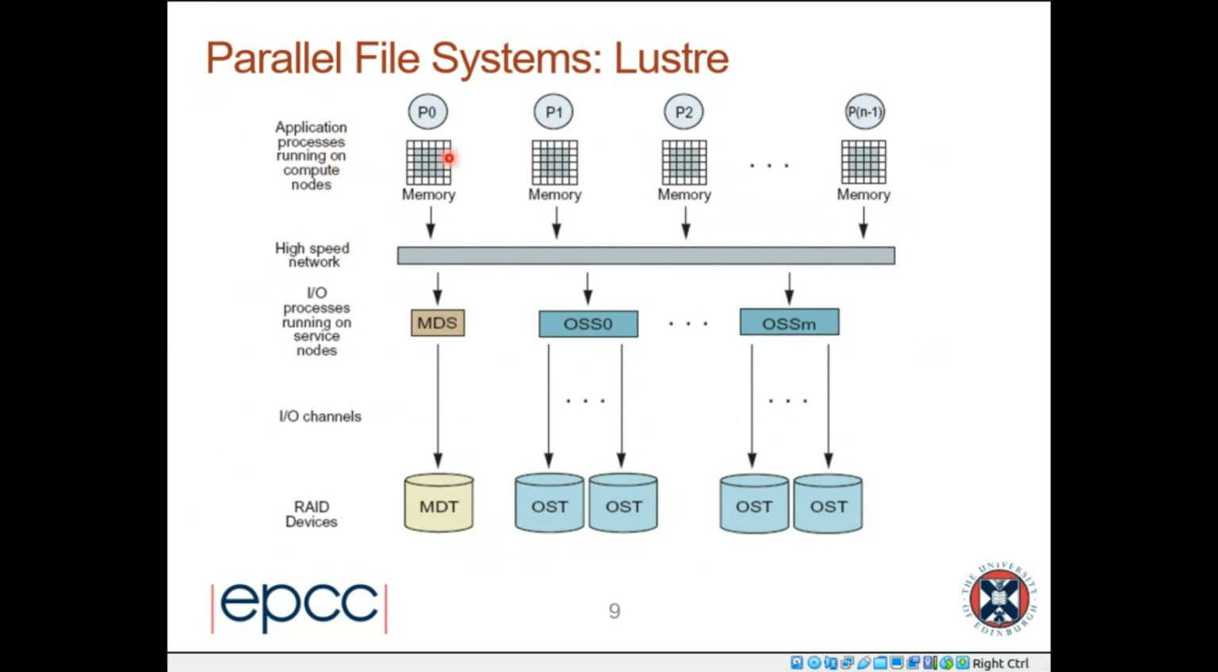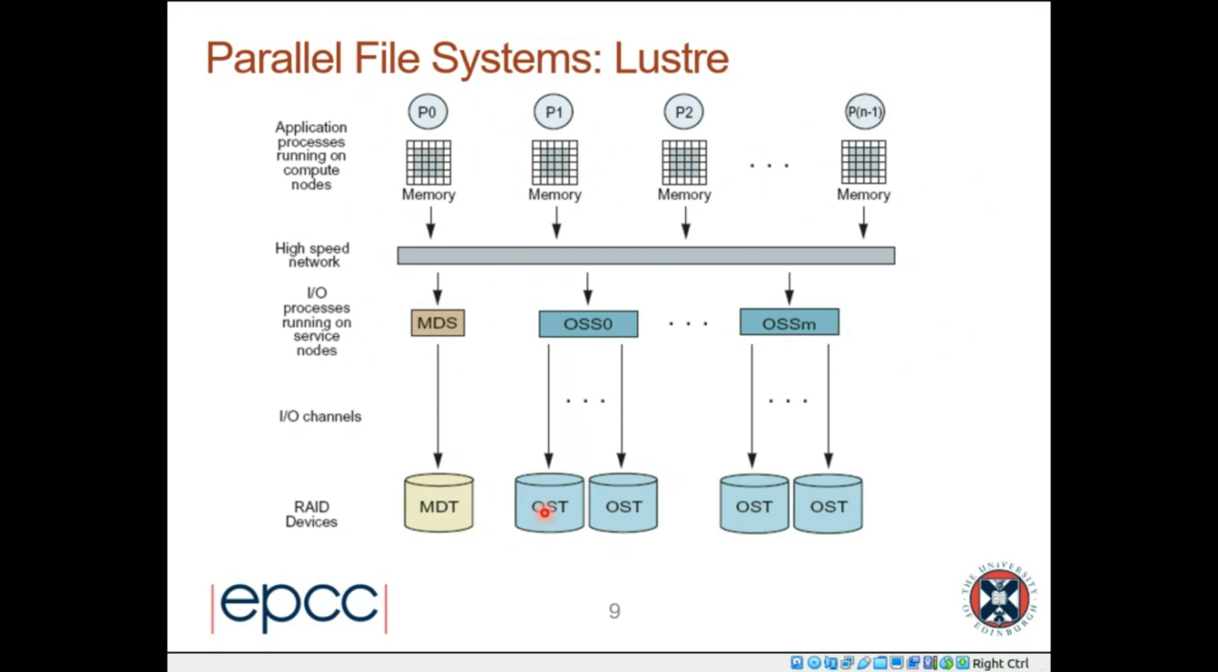Your application has many processes running on many compute nodes. You should think of each process as having its own memory in a distributed computer. But really, I should have labeled these as nodes. Each node appears as a separate client to the file system. Our file system is under the control of one metadata server, and there's some high-speed network that allows all these processes to talk to all these disks.